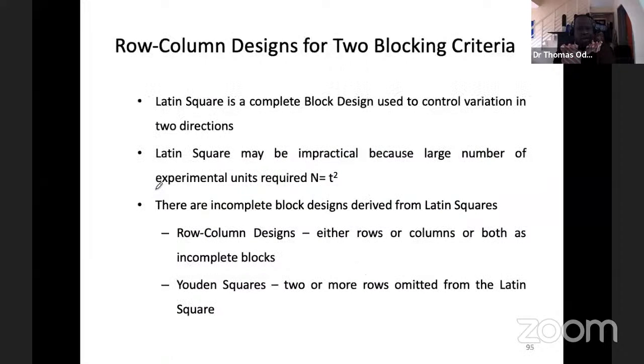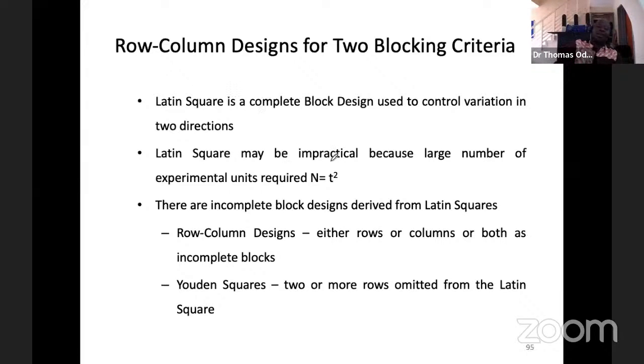Okay, so I'm going to talk briefly about the row column design. And then I will put a little bit of time on the alpha lattice design, because that's what is mostly used by plant breeders. This is just a brief introduction. So we've seen that a Latin square is a complete block design to control variation in 2 directions. You can control using the rows as a blocking factor. You can control using columns as a blocking factor.